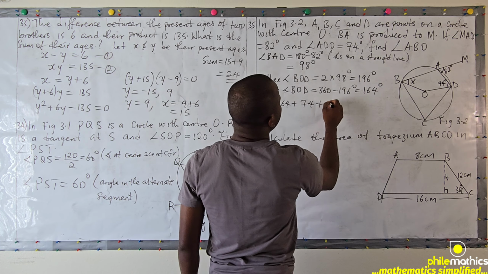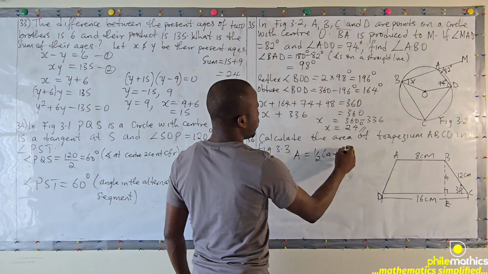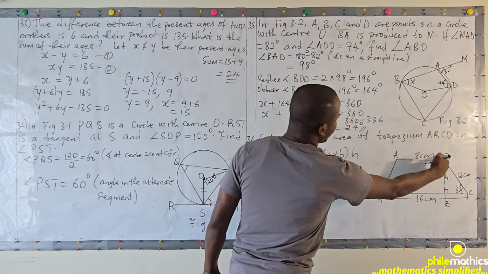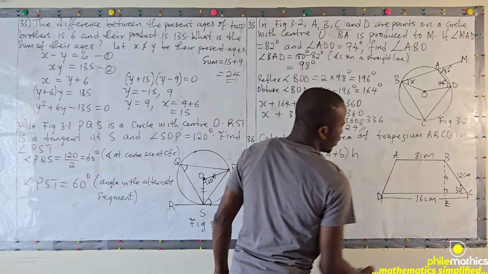24 degrees. Question 36 says, calculate the area of trapezium ABCD in the figure 3.3. We don't know what the height is. Remember that area of a trapezium is half A plus B times height, where A is the length of the top, B is the length of the bottom, H is the height.